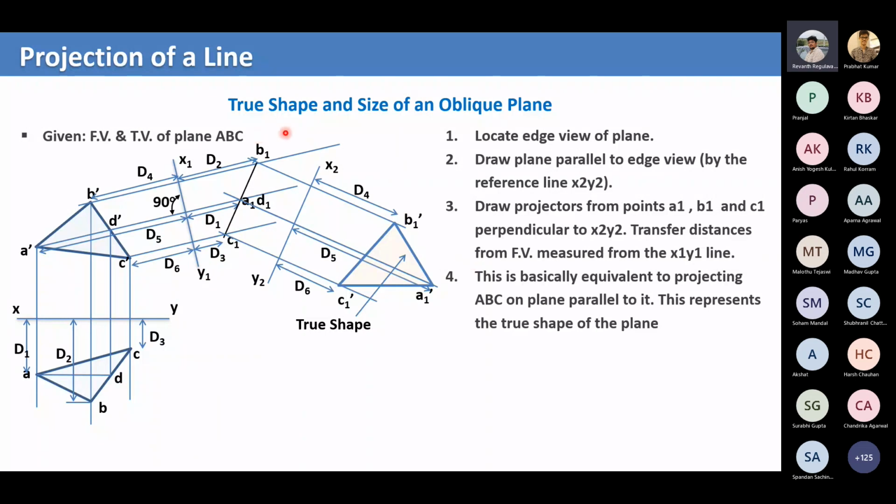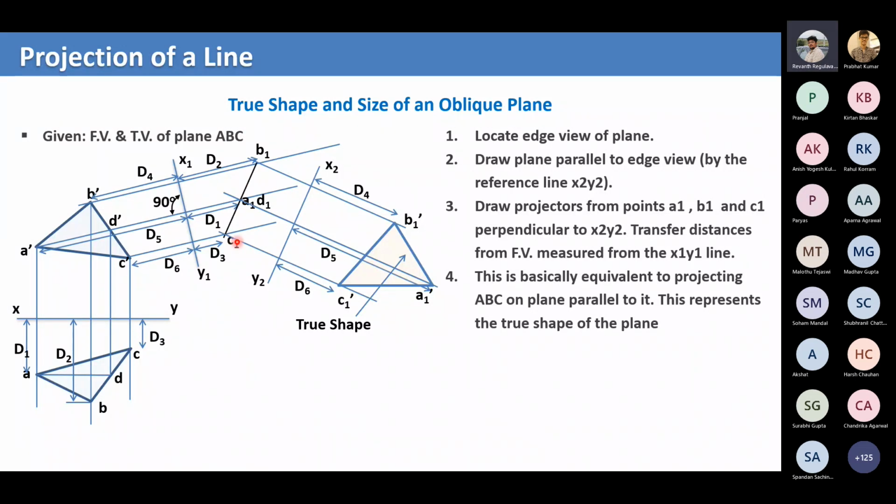Yeah, so what is this? This is the true shape and size of the oblique plane. So we have seen that depending on the orientation of ABC, we obtain these projections, top view and front view, and then we have converted this into a straight line. Fair enough. Now, what if we wanted to know the true shape of it?